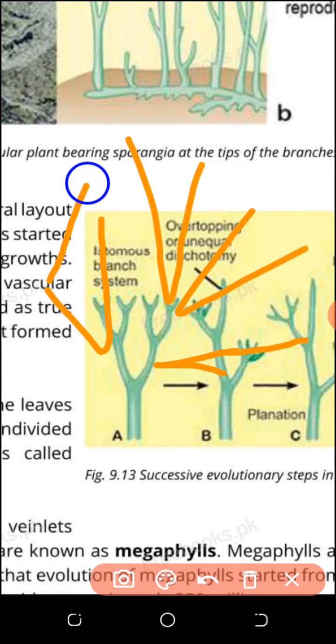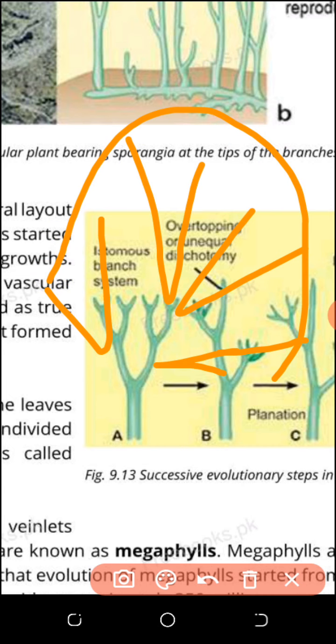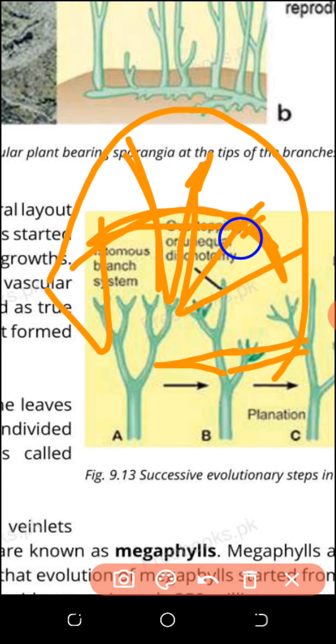Fusion, the process by which lamina will be formed. Lamina means leaf surface area, and these stems which were present in the lamina will change into veins. You know that a leaf consists of veins. There are two types of leaf.